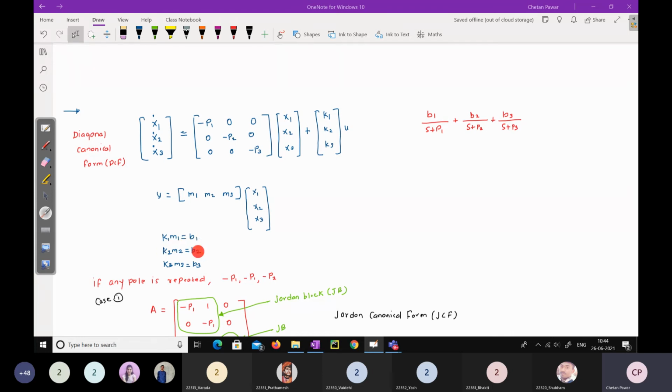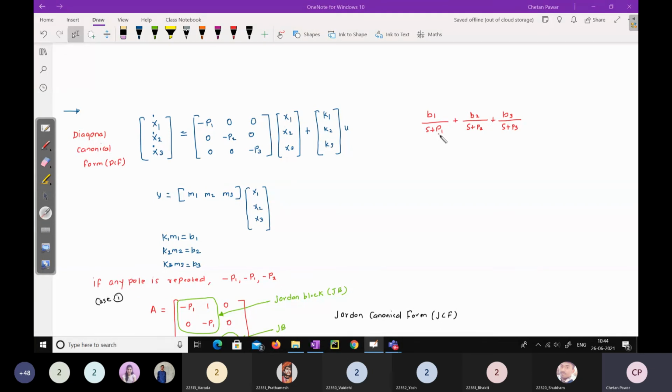Similarly, K2 into M2 is equal to B2. Okay. So K2 into M2 is equal to B2. You know the value of B2. So you can determine K2 and M2. And similarly, B3 will be K3 into M3.